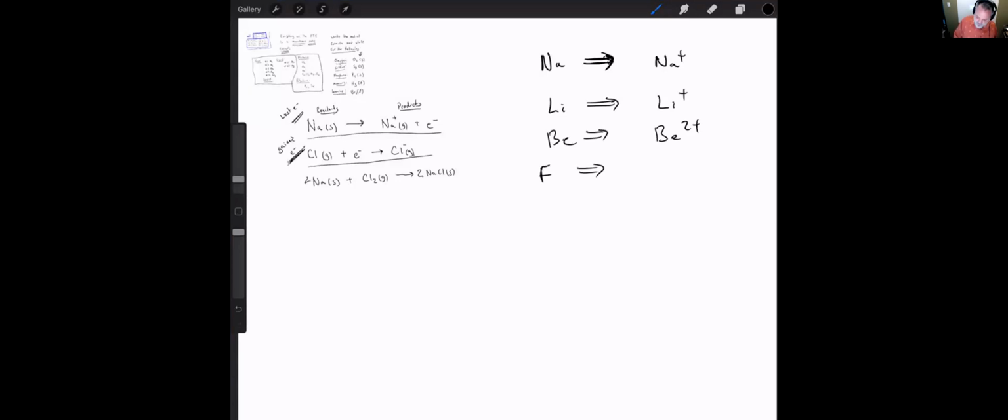Fluorine atom becomes fluorine minus. Chlorine becomes chlorine minus. Oxygen becomes O2 minus. Nitrogen becomes N3 minus.